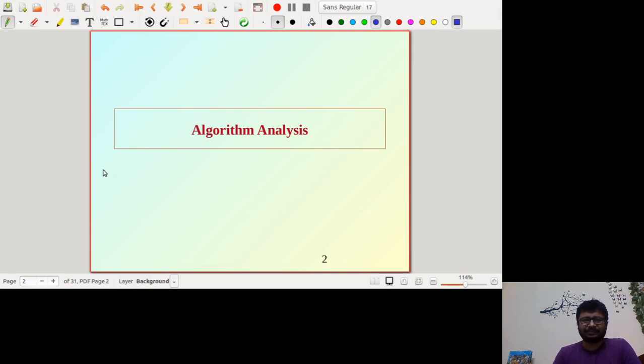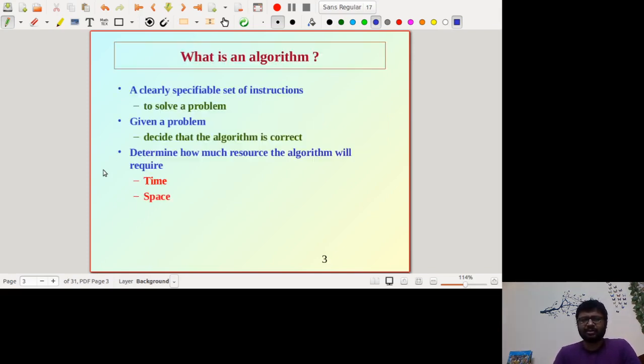This is related to computation in general. Algorithm analysis. What is an algorithm? An algorithm is a clearly specifiable set of instructions to solve some problem. For example, let's consider the problem of finding the GCD of two integers.